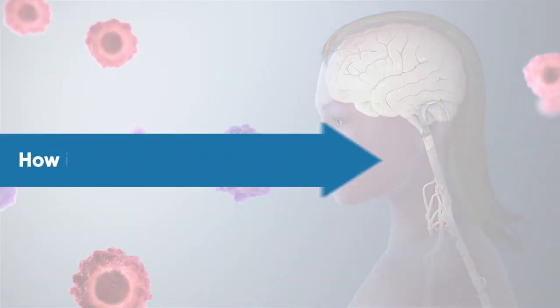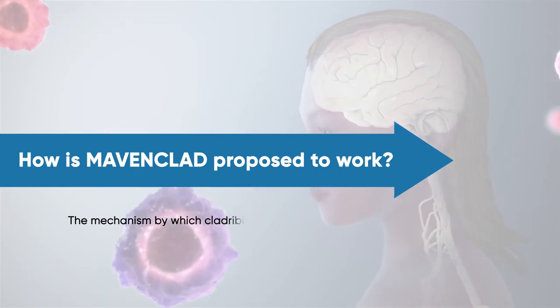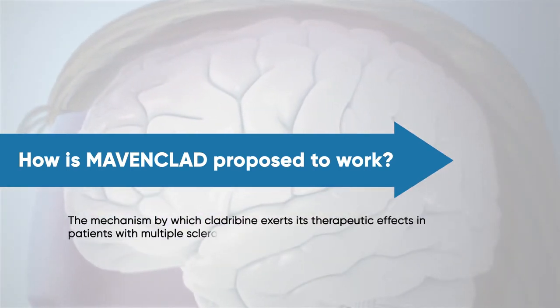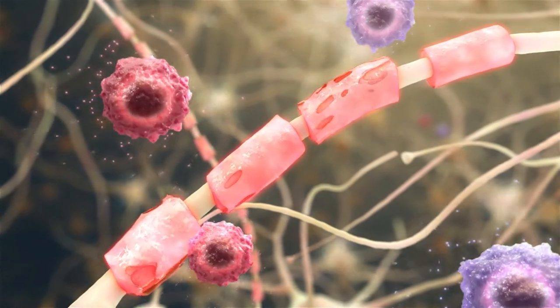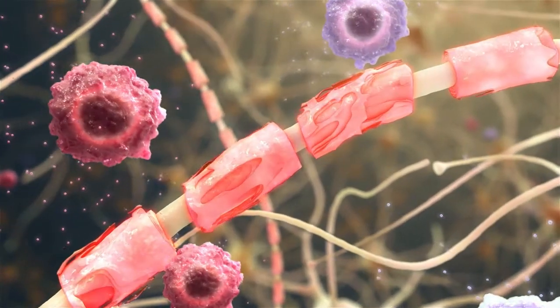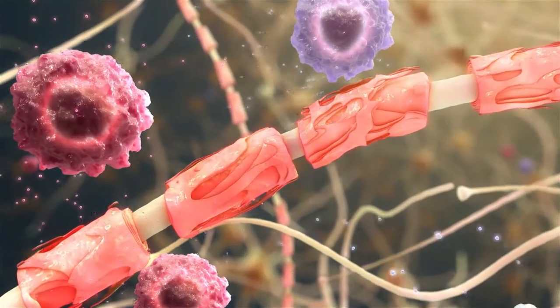How is MAVENCLAD proposed to work? The mechanism by which cladribine exerts its therapeutic effects in patients with multiple sclerosis has not been fully elucidated. It is well established that in MS there is abnormal immune activation, resulting in autoreactivity of B and T lymphocytes that causes neuroinflammation.